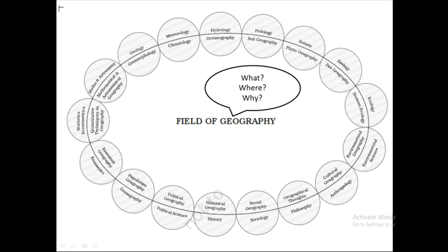The various topics that fall in economic geography are agriculture, industry, transport and communication, trade, and many more. In the same way, other branches of geography deal with the spatial approach to identify location, distribution, and reasons for the variations.